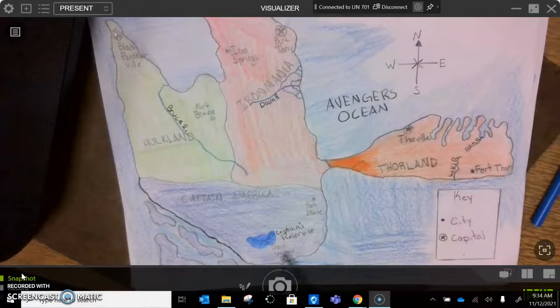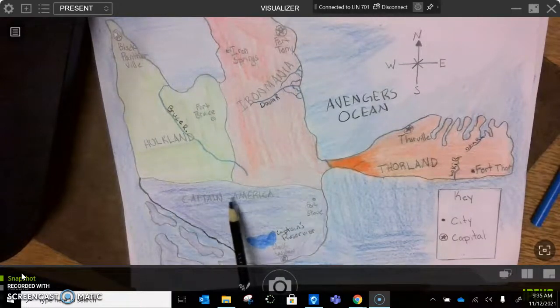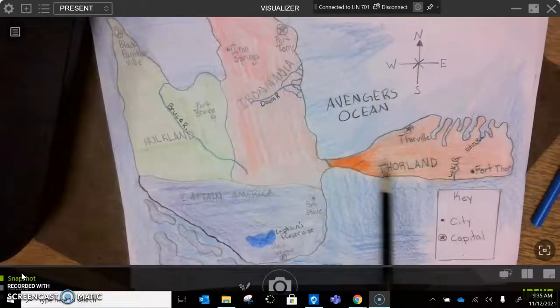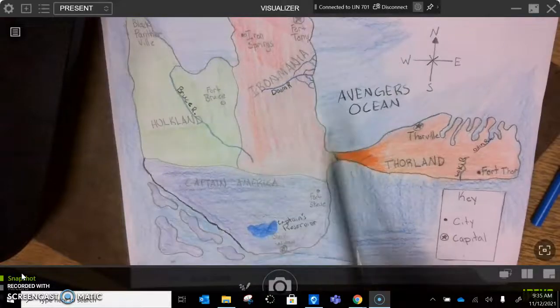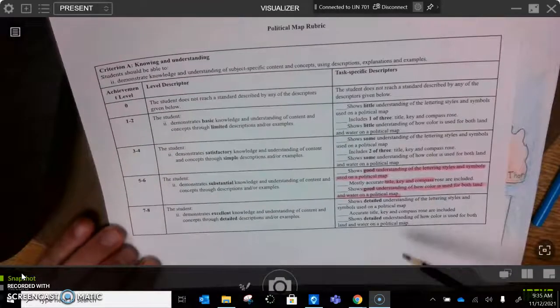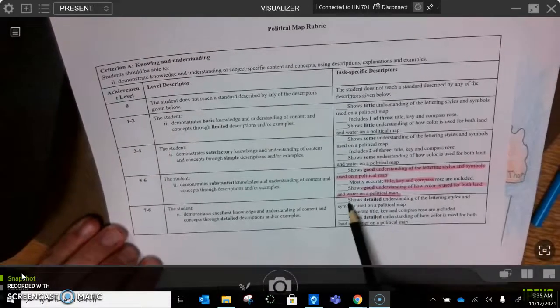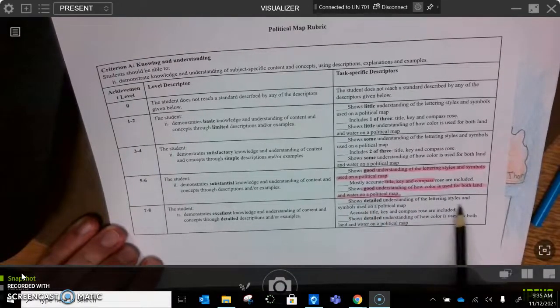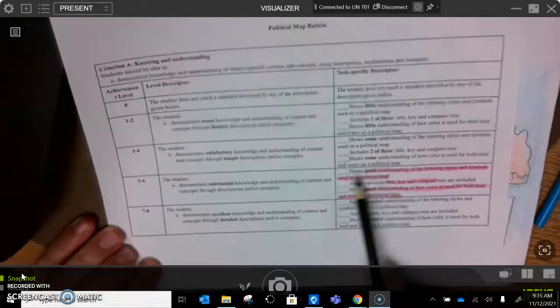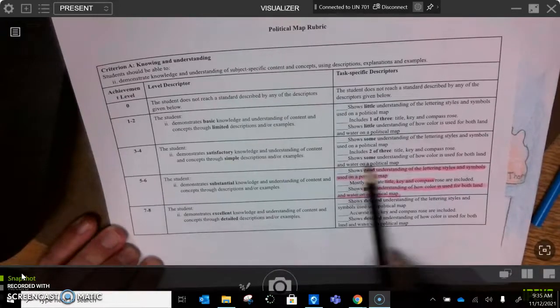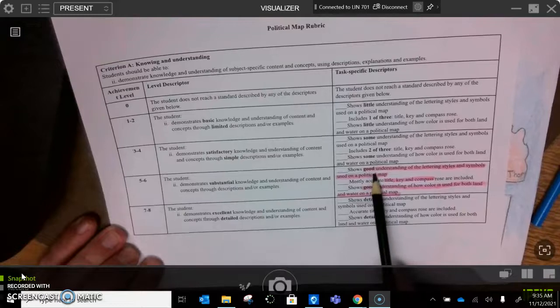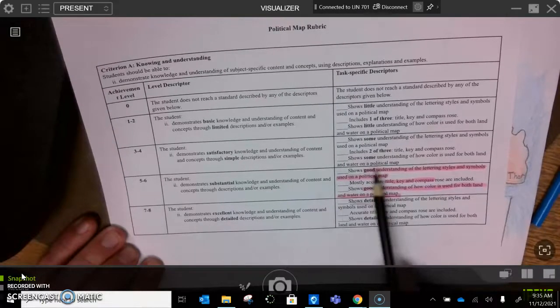Okay, and then go through and make sure that you have all capital letters for your country names. Very, very important. That's the big thing. The difference here between a 5-6 and a 7-8 is, this shows detailed understanding of how lettering styles and symbols are used. And this says shows good understanding. This would be like if you had a pretty good sense, maybe you mess up once or twice or something, then you might fall into this 5-6 area.